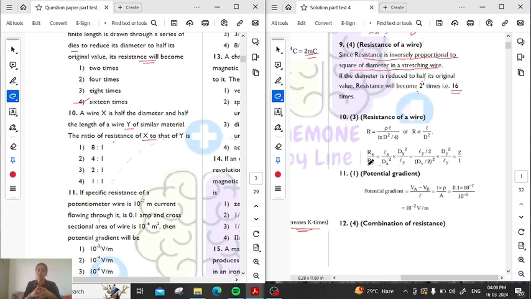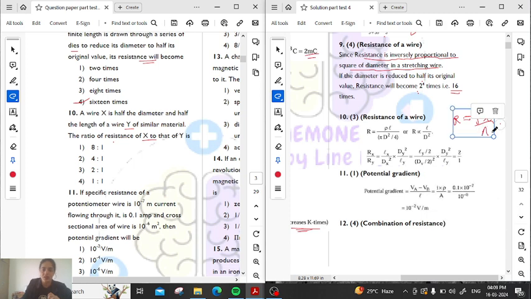What will be the correct approach for this? The approach will be, first we can find R. What is the formula for R? It is rho L by area, right? And the area, we know it is pi r square. So see, what is R? R is resistance. What is the formula for R? It is rho, meaning resistivity, L by A. Rho L by A. This is the formula for finding resistance.